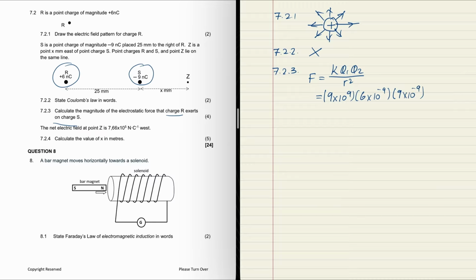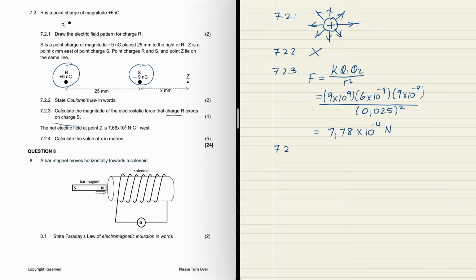Remember, when you are using this formula, we do not substitute in the sign. Divided by the distance between them. Remember, the distance needs to be in meters, so we need to convert that. 25 millimeters divided by 1,000, that's going to be 0.025 meters, and we are squaring this. And that's going to give us a force of 7.78 times 10 to the negative 4 newtons. They ask for magnitude, so we don't need to give any direction.